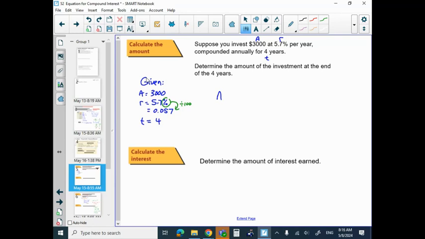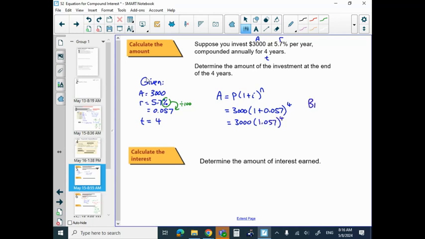So we just use our equation, A equals P(1 plus i) to the n. And we put our numbers in. We have $3,000 at 1 plus 0.057, all to the power of 4. And obviously BEDMAS is used here where you do what's in the brackets first. So 1.057.